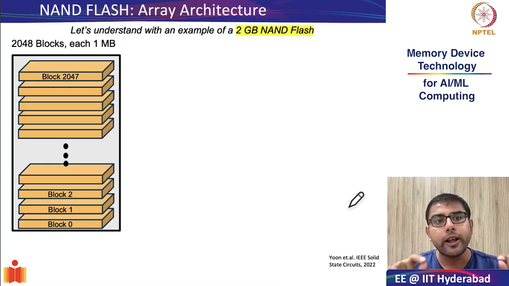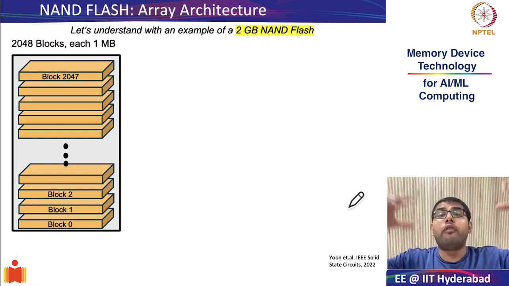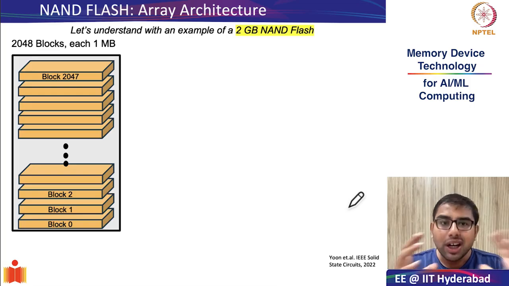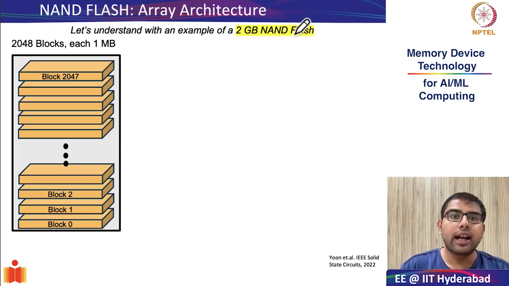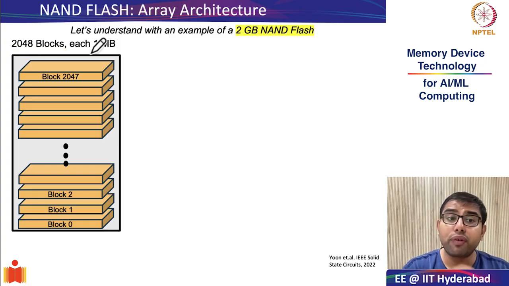So the example that I'm going to take is that of a 2 GB NAND flash array. So how is a 2 gigabyte NAND flash array organized from a top-down perspective? First, we see that a 2 gigabyte NAND flash array will be organized in 2048 blocks. This is the first technical term I am introducing now. The fundamental unit of a NAND flash array, which makes NAND flash very powerful, is a block.